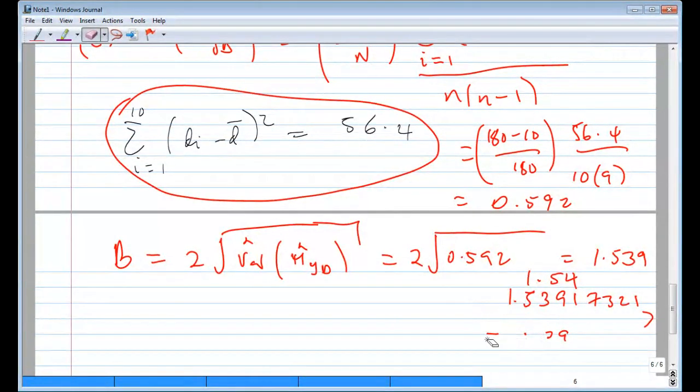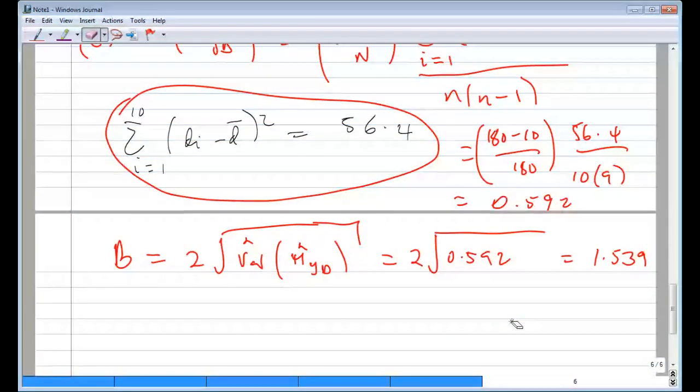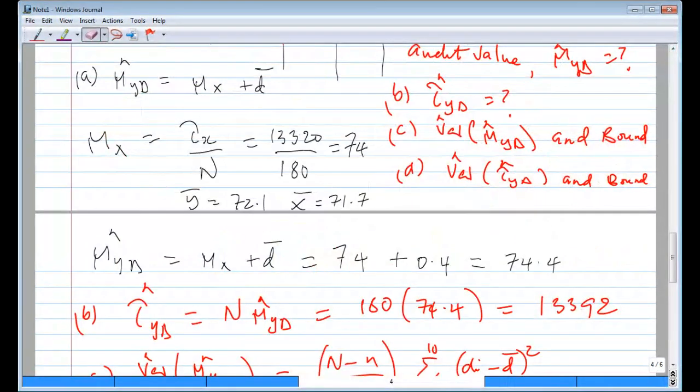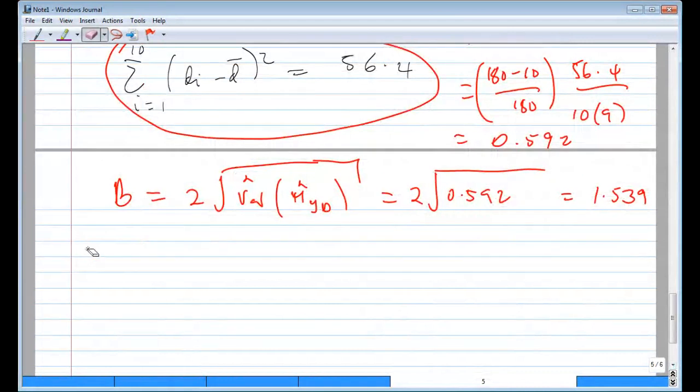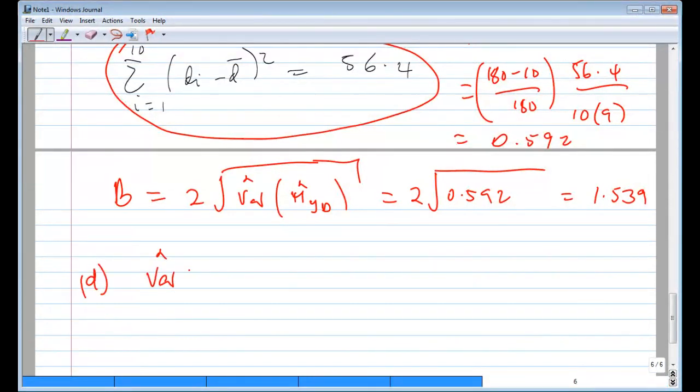Let me just take it out. So now we are done with the bound. Now we have to calculate what? The estimated variance of the estimated population total. That's number D.